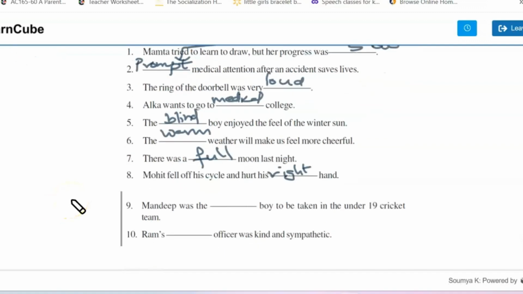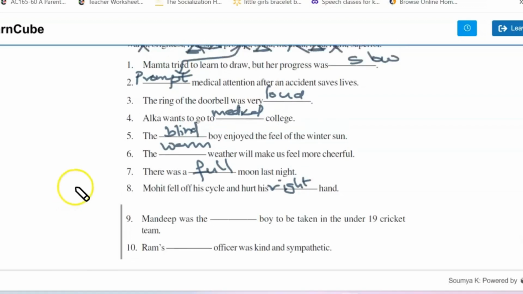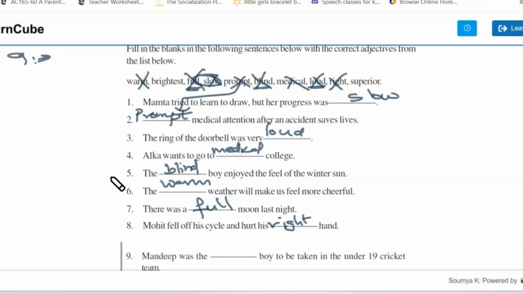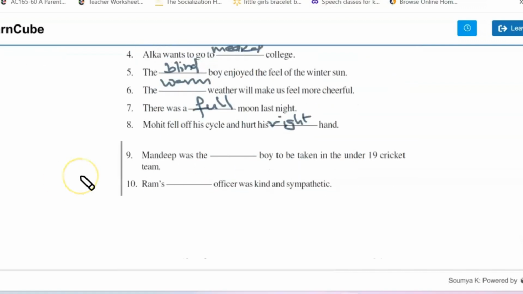Mandeep was the blank boy to be taken in the under 19 team. So he was taken for the under 19 cricket team. So what kind of boy he is? Superior boy or brightest boy? So he may be the brightest boy. Okay, fill it with that option.